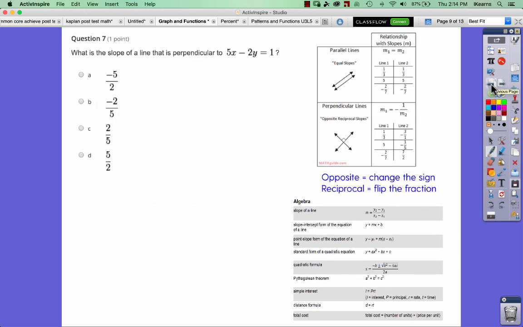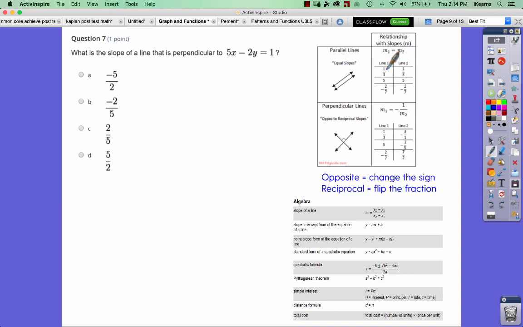All right. Question 7. What is the slope of a line that is perpendicular to 5x minus 2y equals 1? All right, well, before we dive into this problem, let's talk about parallel lines and perpendicular lines. So parallel lines are right next to each other. Think railroad tracks. They're going to have equal slopes.